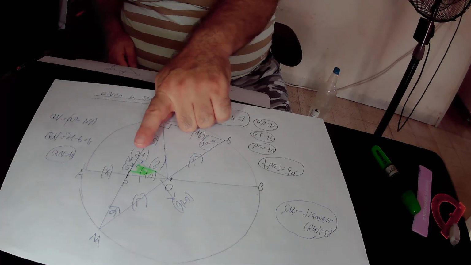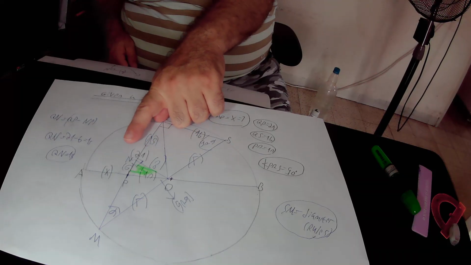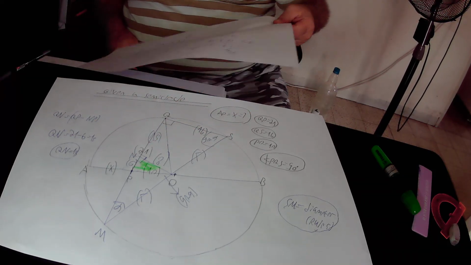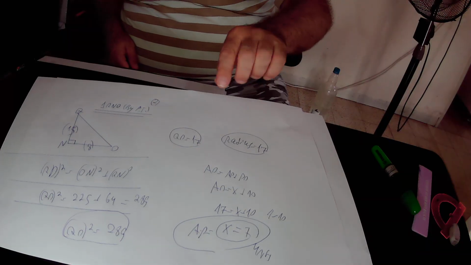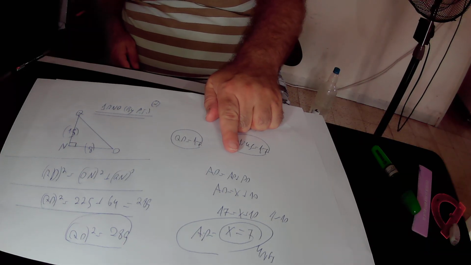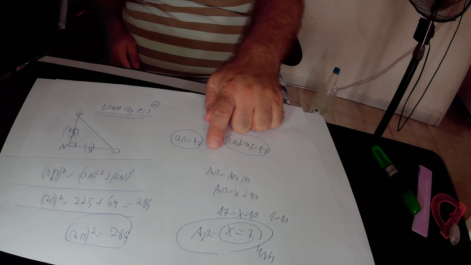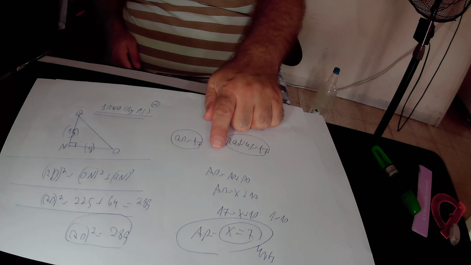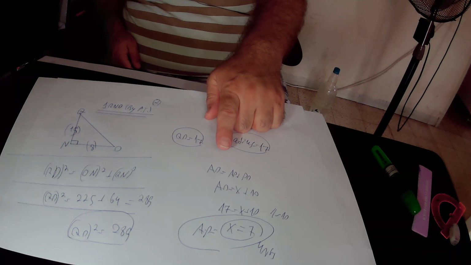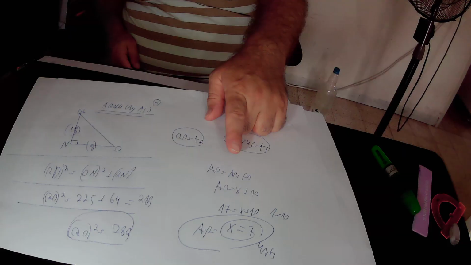AO is also the radius, and AO equals x plus 10. Again, the radius AO equals AP plus PO, that is to say, AO equals x plus 10. The radius AO equals 17 units in length, so we substitute AO by 17. So 17 equals x plus 10. Here we subtract 10 from the equation, and we find out that x, the value we are looking for in this question, equals 17 minus 10, it is 7.